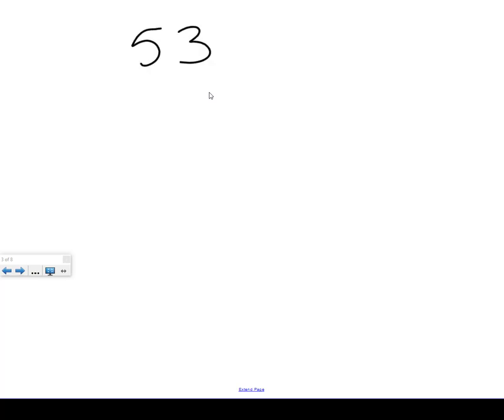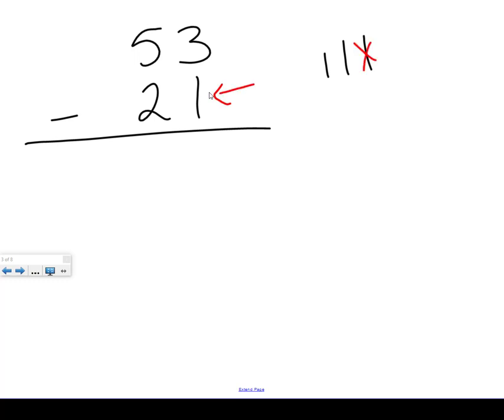53 minus 21. When we are subtracting, we start on the far right side and we work our way left, and we are looking at 3. So 3 items, and we want to take away 1 of them. If I take away 1, I have 2 left. So 3 minus 1 is where I get 2.